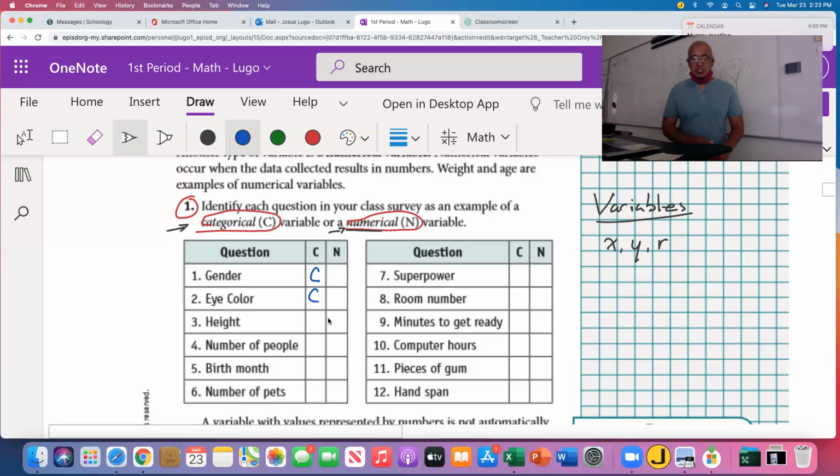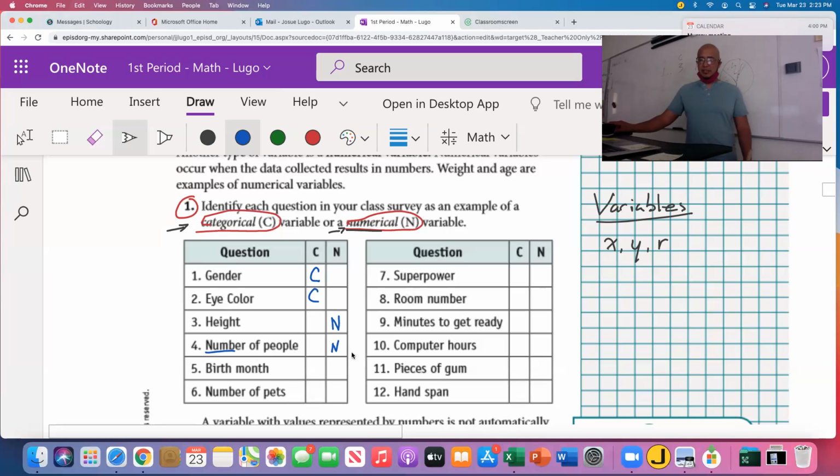Height, as we just discussed, you measure height with numbers, and the numbers actually mean something. 30 is more than 20, for example. So that is going to be numerical. Number of people in your household, again, that is numerical, not because it says number, no, but because the number of people actually makes a difference. 4 people is more than 3. 10 people is more than 2, right? That actually means something. 10 really is more than 3.